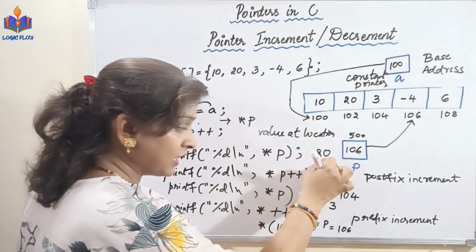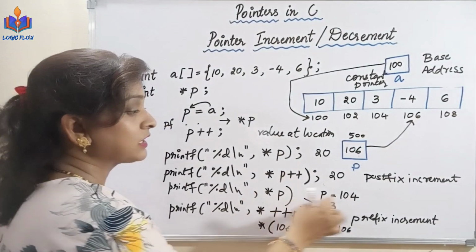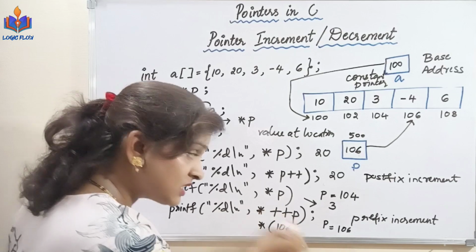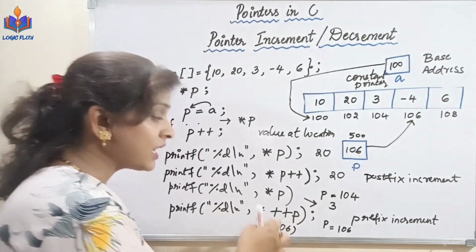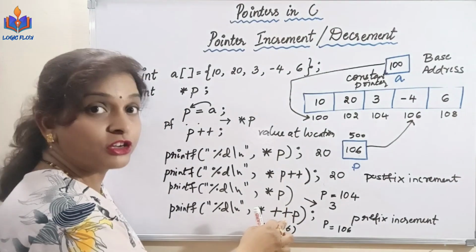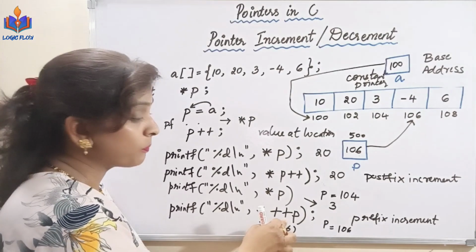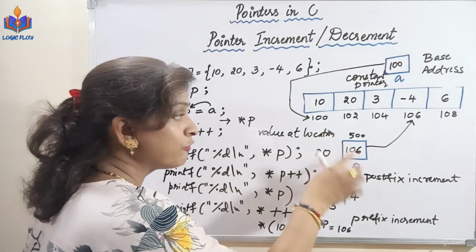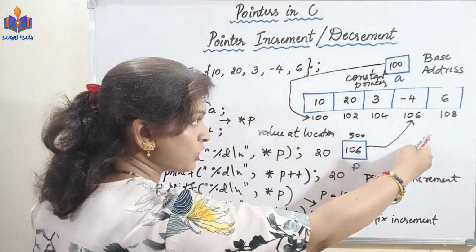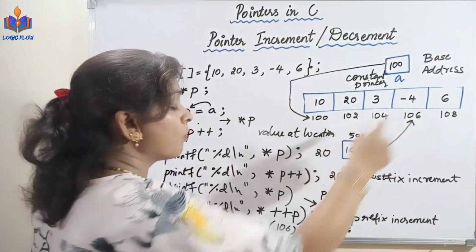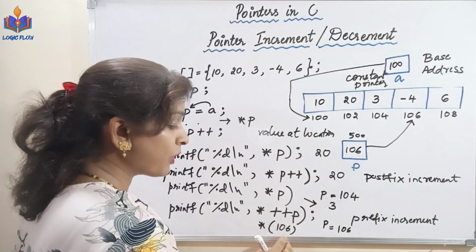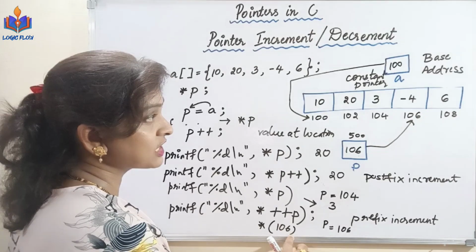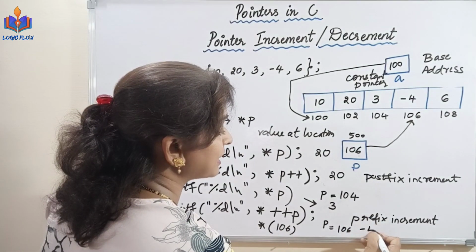My answer is 20 for this, and here also 20. But what about this? Right now P was pointing to 104. I say asterisk plus plus P. It means you do the incrementation of the pointer first, which means the pointer has to be advanced. 104 it was, it will move to the next location by one element, which means 106. Now P is pointing to 106, asterisk 106. Asterisk 106 means the value will be minus 4.